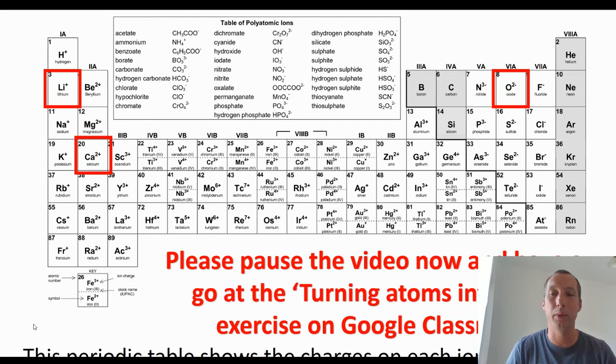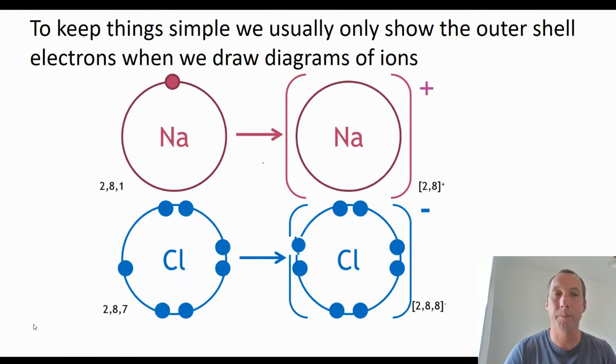So hopefully we're happy with what's meant by an ion. An ion is an atom that gains or loses electrons, and once it becomes charged, +1, +2, -1, -2, we call it an ion. And although I've just been making you draw the entire electron structure of atoms, generally, to save time and make things a bit simpler, we only show the outer shells in these diagrams.